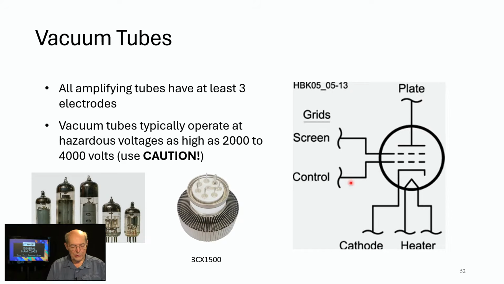Then the control grid: if this is negative, it's going to either repel the electrons back toward the cathode or slow them down as they're trying to get to the plate. And the plate typically has some kind of high voltage, 100 volts up to 4,000 volts, depending on what you're using it for. We're going to see what the screen grid does on the next slide. So here's a little background of what they are and how they work.